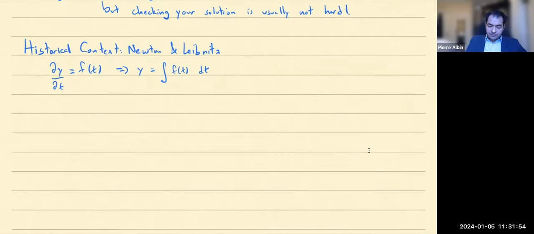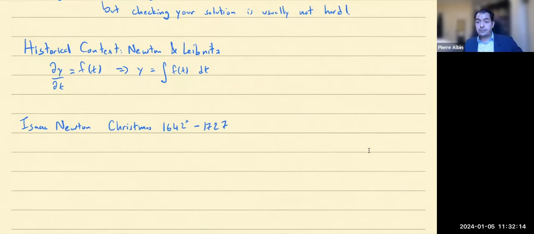So Isaac Newton, right, born on Christmas Day, 1642, lived until 1727. So a little asterisk there for two reasons. One is that that's the same year that Galileo died. And I've always found that really significant. It's like a passing of the baton or something from one great astronomer to another, one great scientist to another.